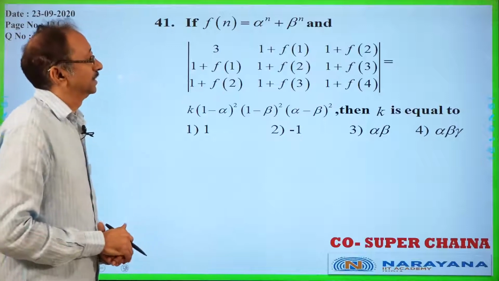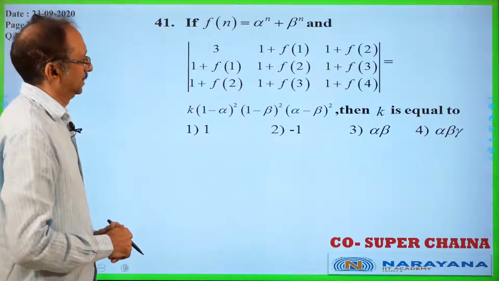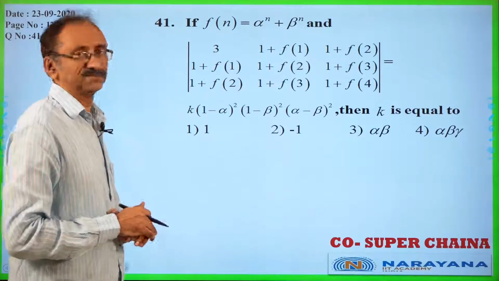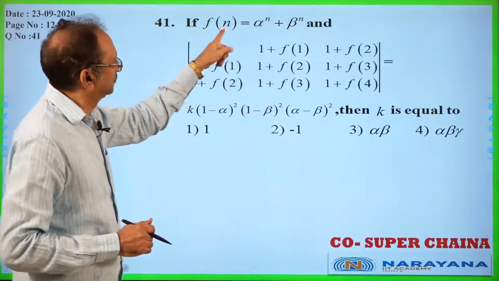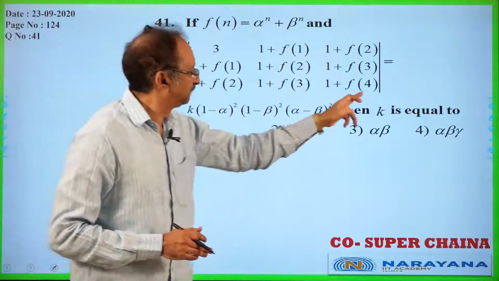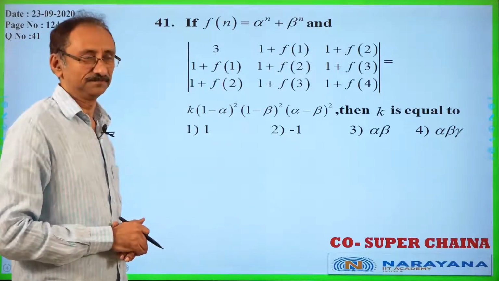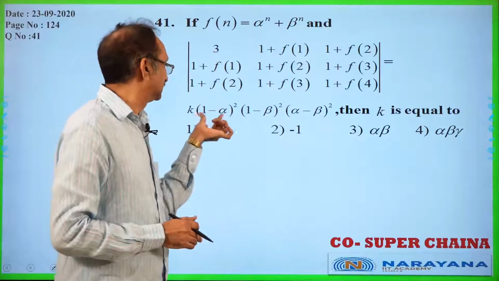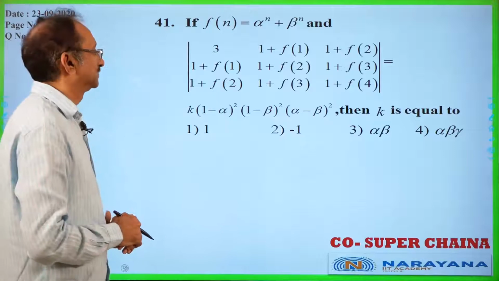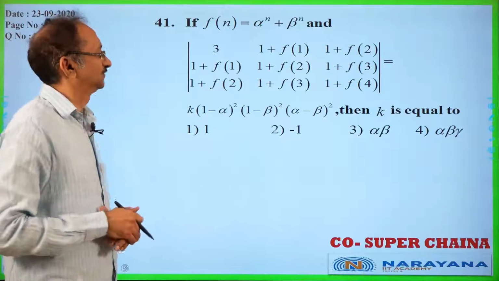See this one, f of n is equal to alpha power n plus beta power n, and a determinant is given with f of 1, f of 2, f of 3 terms. For example, what is f of 1? Alpha power 1 plus beta power 1. What is f of 4? Alpha power 4 plus beta power 4, like that. And see, this determinant is given as k into (1 minus alpha) whole square, (1 minus beta) whole square, into (alpha minus beta) whole square. Then what is the value of k?